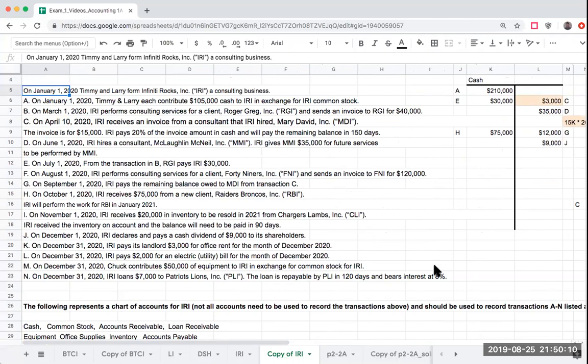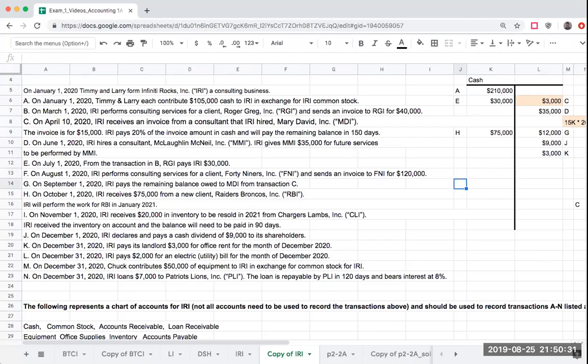Okay. Letter K, I pay my landlord $3,000 for office rent for the month of December. Do the easy part first. Is cash going up or down? Down. How do I show a decrease to cash? Credit. So I'm going to credit cash for $3,000.